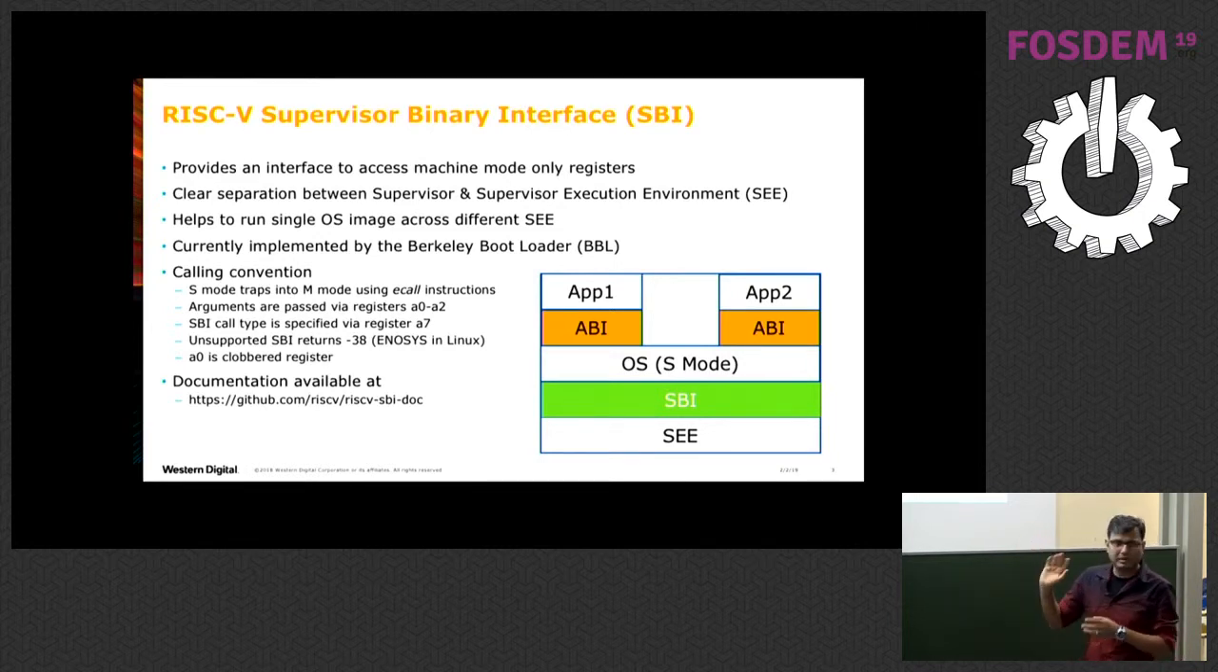Currently, it's implemented by BBL, and how it works is basically a supervisor trap and emulate. You trap into M mode using an ecall instruction. You pass your SBI call number in the A7 register, pass your arguments in the A0 to A2 registers, and in case you want to return something, you return using the clobbered register A0. The existing implementation is documented in one of the GitHub repositories mentioned here.